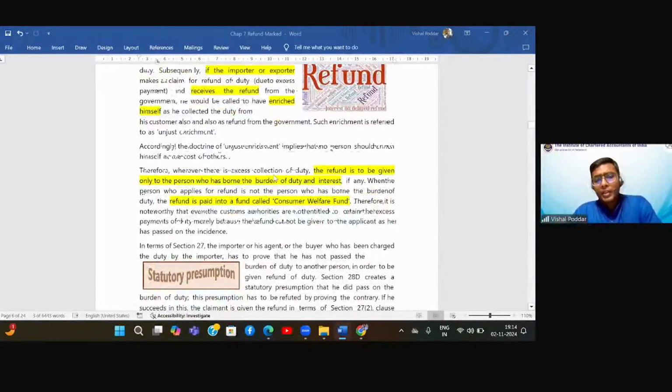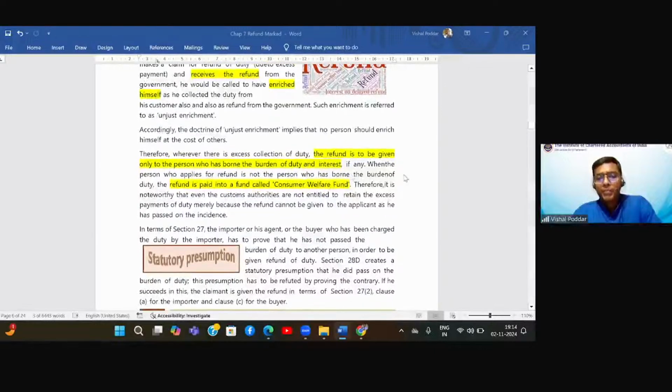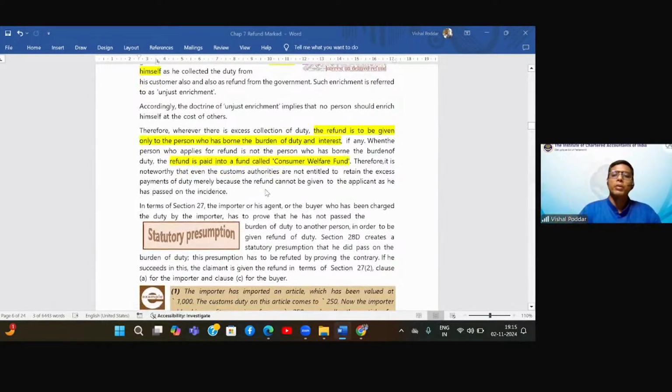Further, wherever there is excess collection of duty, the refund is to be given only to the person who has borne the duty and interest, if any. When the person who has applied for refund is not the person who has borne the burden of duty, the refund will be transferred to the Consumer Welfare Fund. So if the applicant is not the person who has borne the duty, the refund cannot be given to the applicant. And if the actual person who has borne the burden is not traceable, in that particular case, the refund would be transferred to the Consumer Welfare Fund.